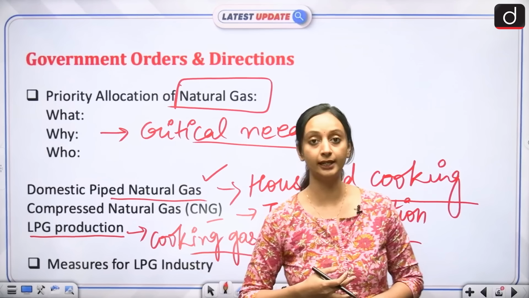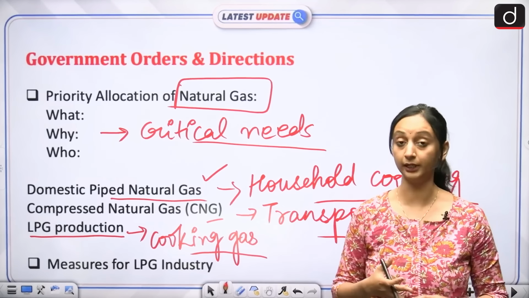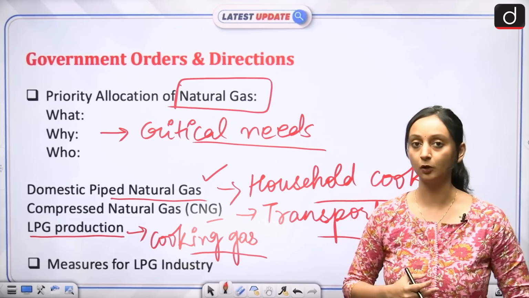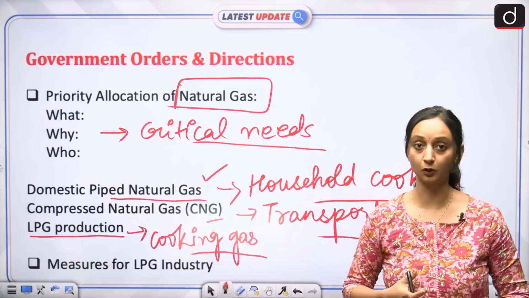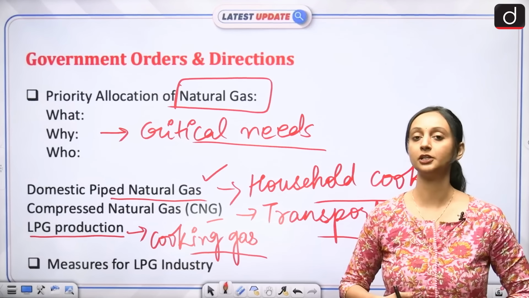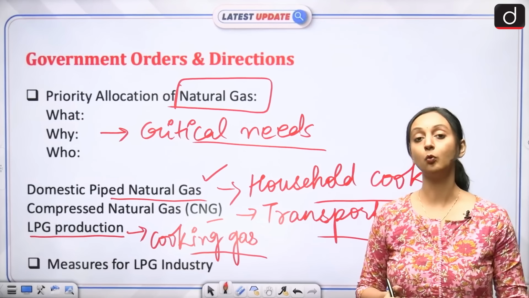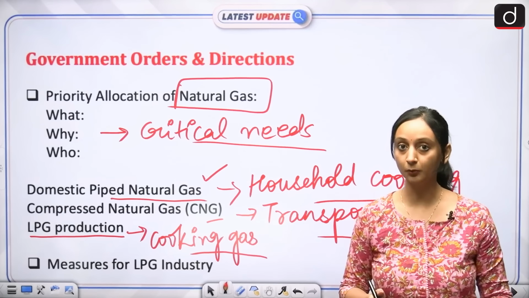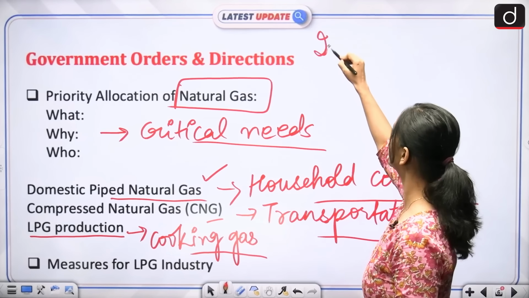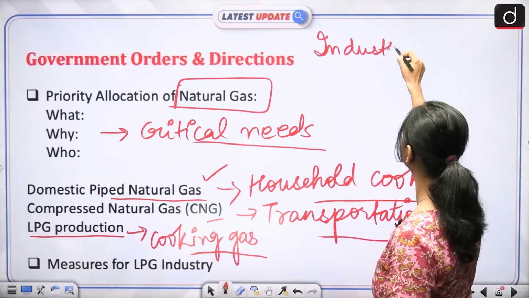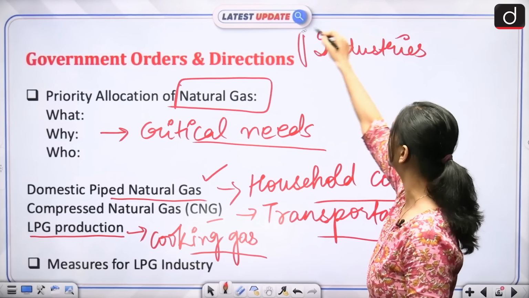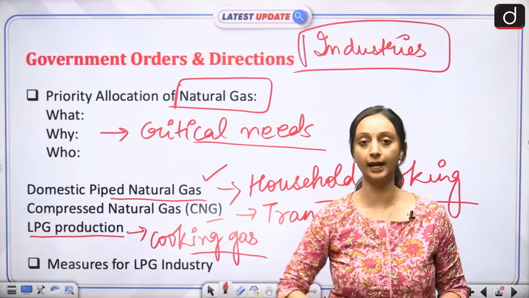So what is our priority at the moment? Households are a priority. Cooking gas in households is a priority. Cooking gas in restaurants is a priority. And CNG for the transportation sector is our priority. So what is not our priority at the moment? Industries. Industries are not the priority at the moment.